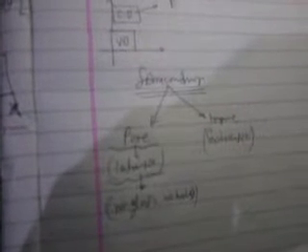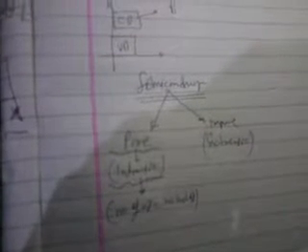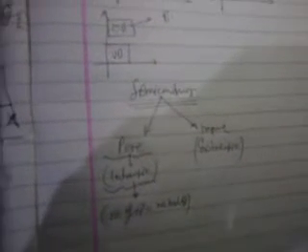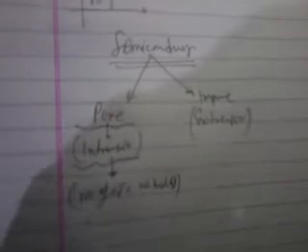Hello friends, we have discussed semiconductors, and now we have to discuss them further. You know that semiconductors are of two types: pure semiconductor and impure semiconductor. Pure semiconductor has another name, intrinsic semiconductor, and impure semiconductor is called extrinsic semiconductor.